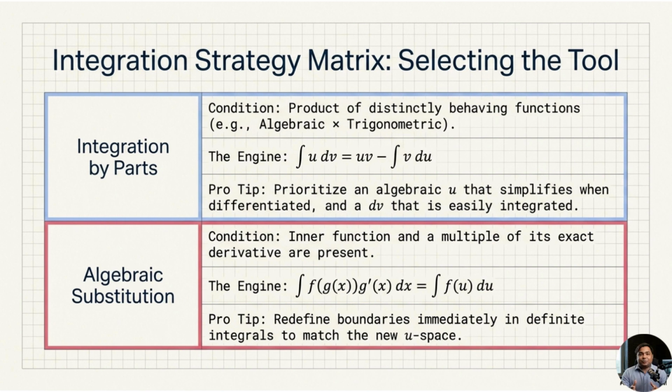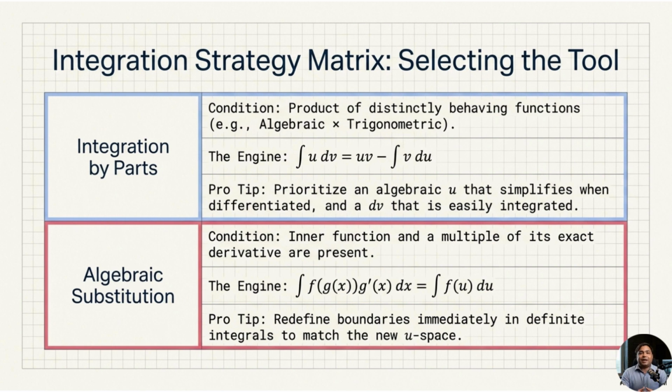This slide gives two major integration strategies. The first strategy is integration by parts. Integration by parts is useful when the integrand is a product of two different types of functions. For example, an algebraic function multiplied by a trigonometric function or an algebraic function multiplied by an exponential function. The formula can be read verbally as the integral of u dv equals uv minus the integral of v du.